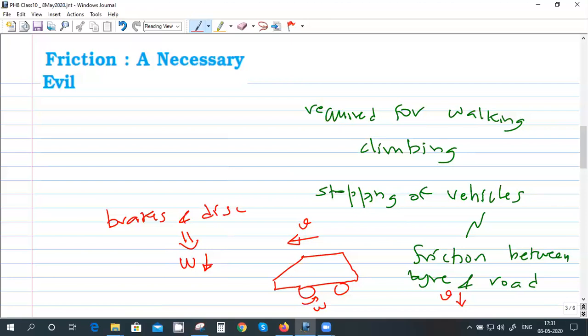That's what happens during winter on an icy road. On the icy road, the friction between tire and the road is reduced, very, very small. But the brakes and the disc will work because ice is not on that. So that's why the vehicle skids on an icy road.